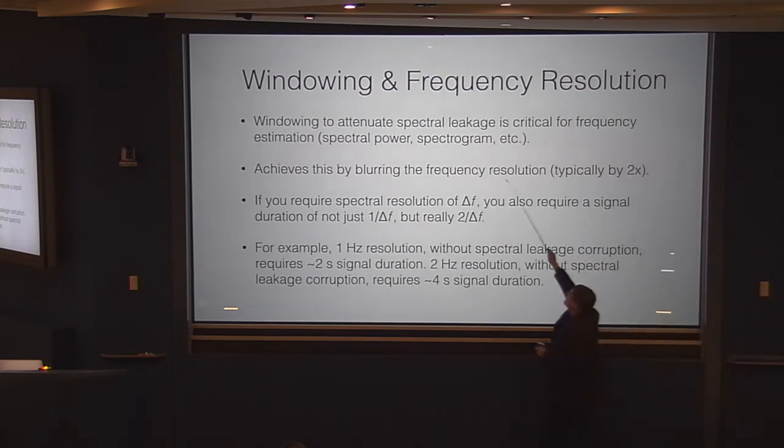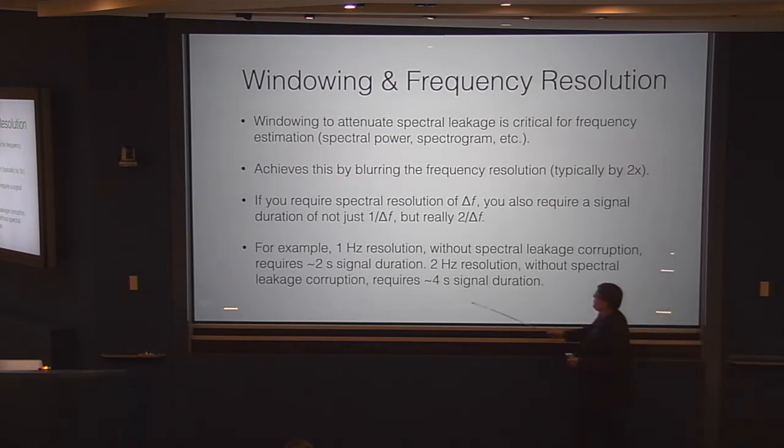Oh, I should have said this up here. Windowing is used whenever you care about the spectrum. For instance, if you're looking at spectral power, if you want to look at where the power is in delta versus theta versus alpha, windowing is going to be important there. If you're doing a spectrogram, which looks at the power as it changes as a function of time, spectrograms also use windowing. So there you're always going to get roughly an extra factor of 2 loss in your effective resolution in order to beat down the spectral leakage.